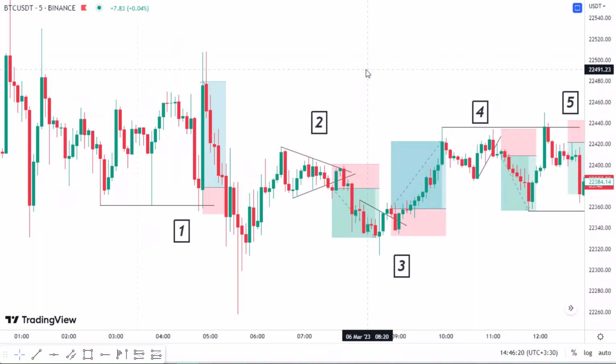In this video, I will be showing you how to make 10 positions on Bitcoin 5-minute time frame, 6th of March 2023, based on price action. So let's get started.